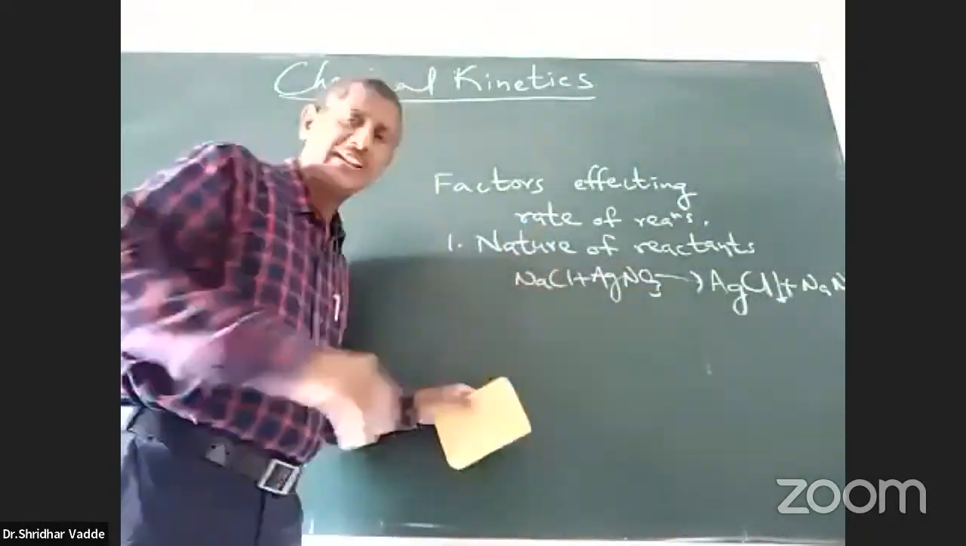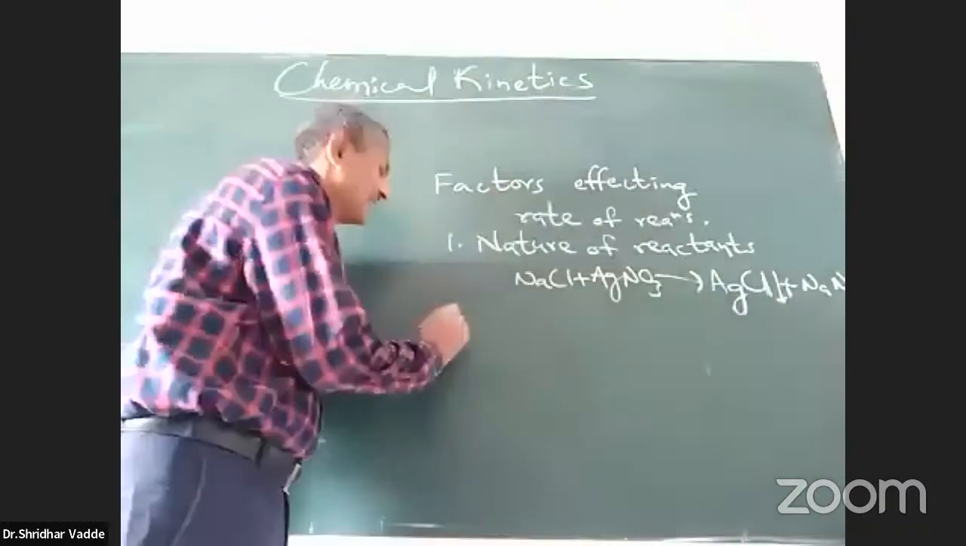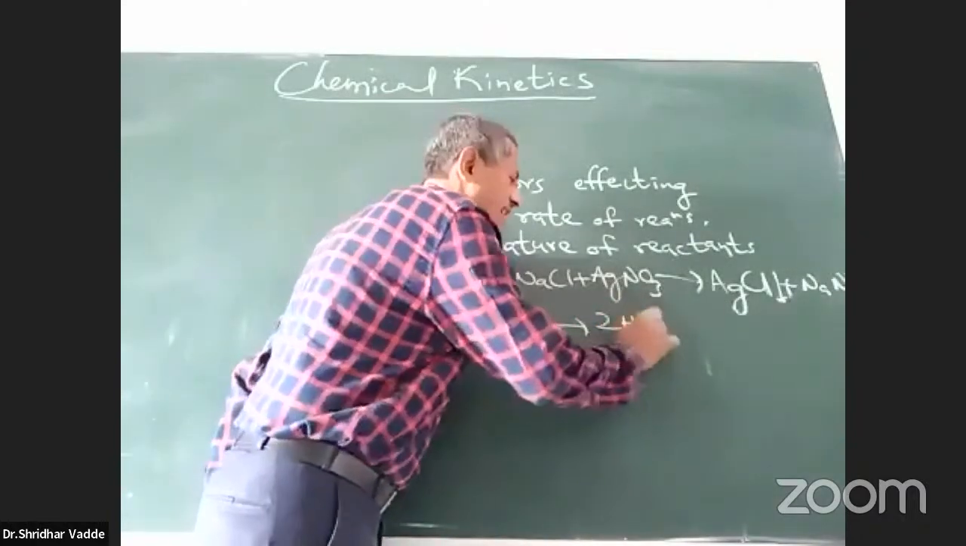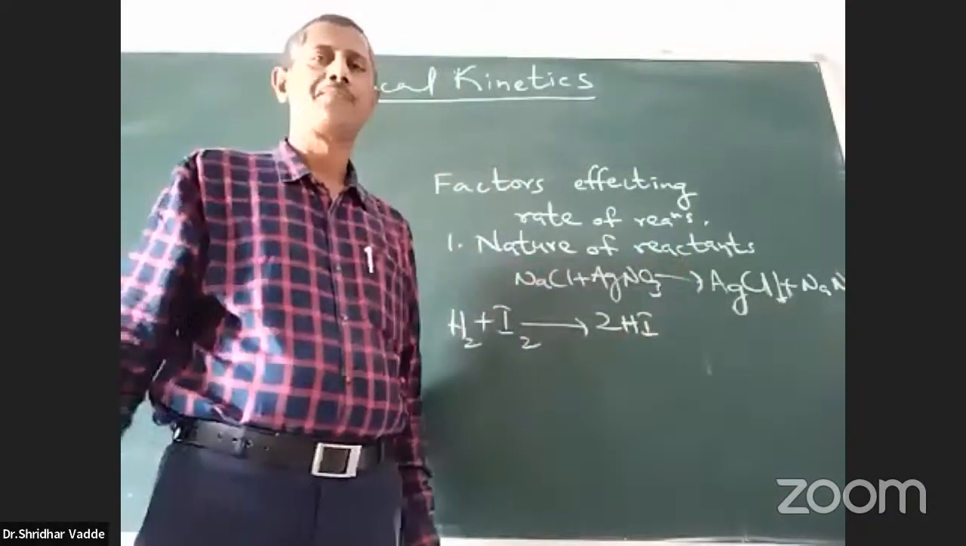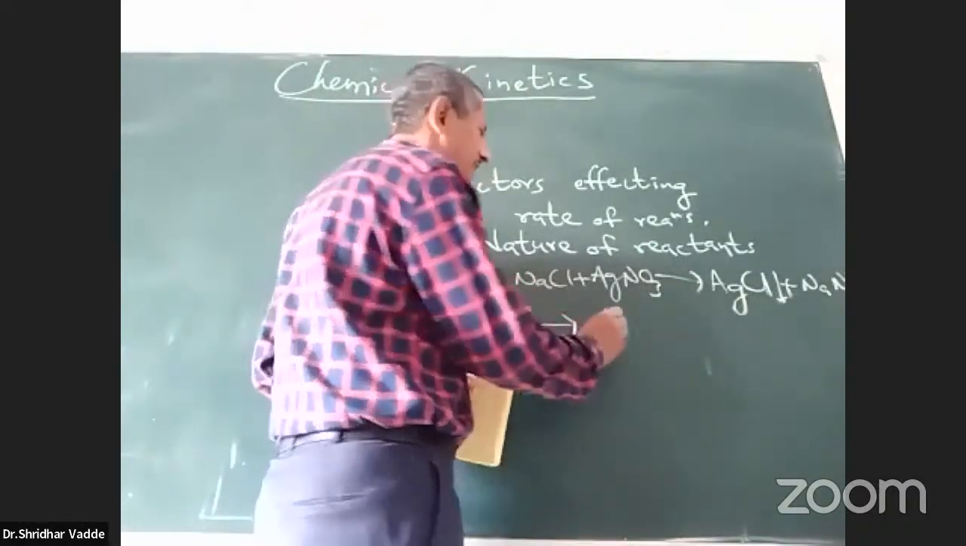And the reactions between covalent compounds are slow. Now we can see H2 plus I2 will give us 2HI. So how does the reaction proceed? Now we can see here this one, H.